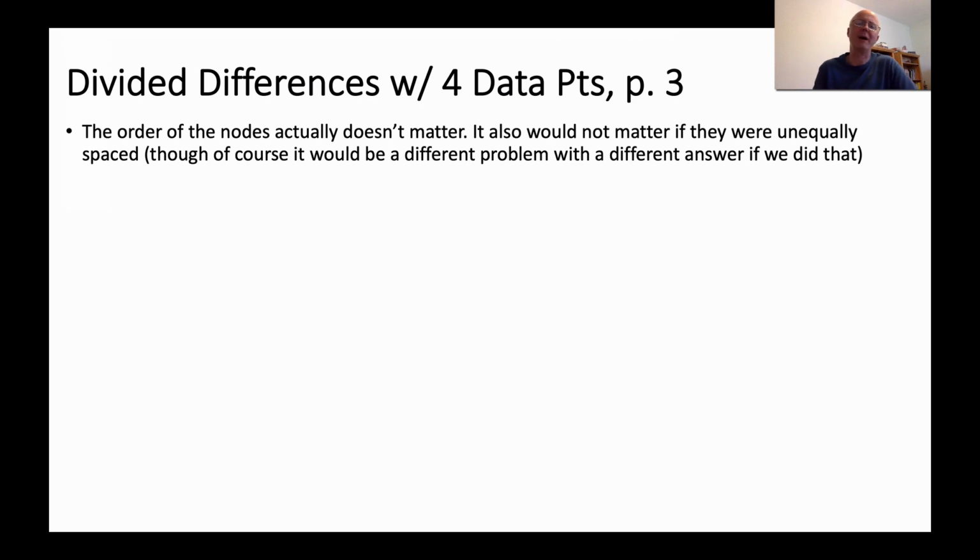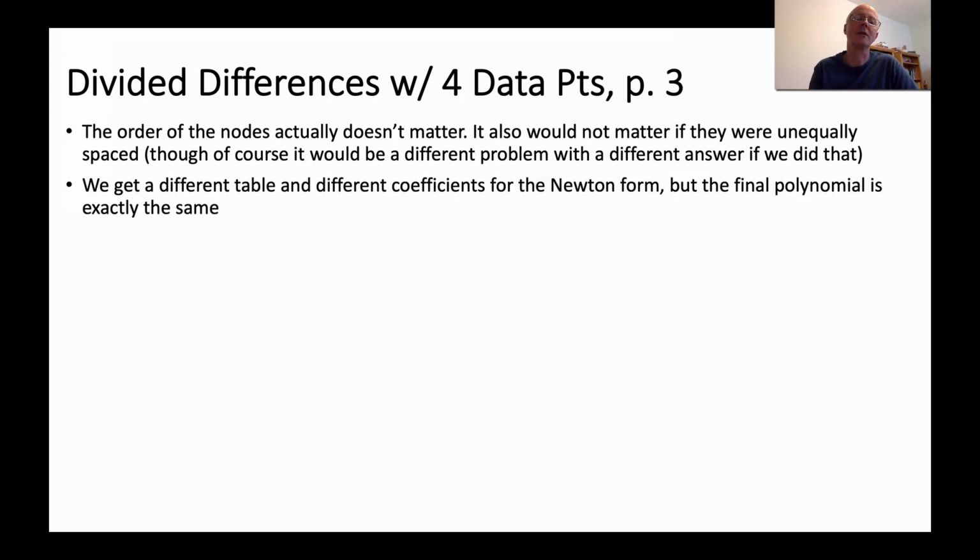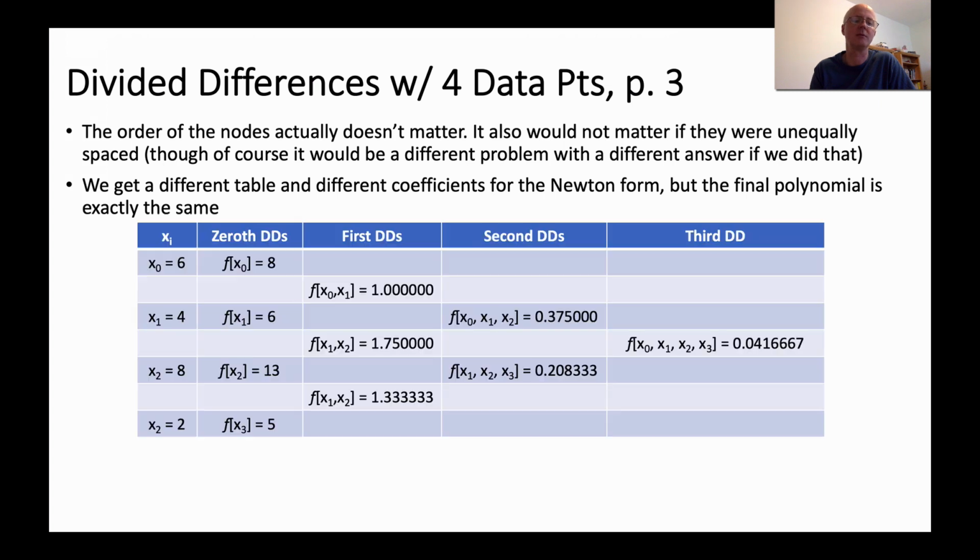Turns out the nodes actually don't matter. It also would not matter. The method still applies if they were unequally spaced. Though, of course, for our example, we'd get a different answer if we did unequal spacing, because it would be a different problem. If we're going back to using, say, the original nodes, but just reordering them, you can then get a different table and different coefficients for the Newton form. But when you simplify the final polynomial, it would be exactly the same and give us the same approximation when we plug in x equals 4.5.